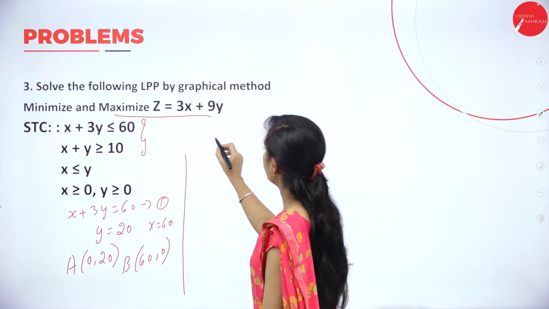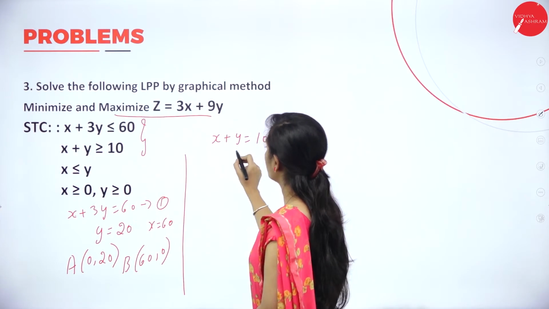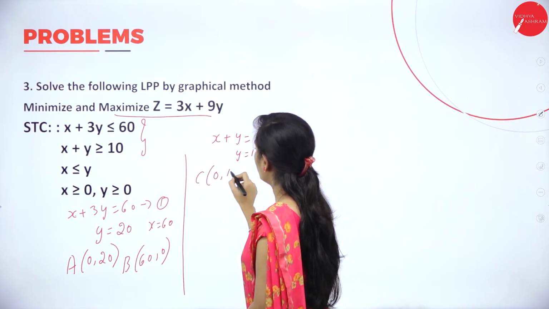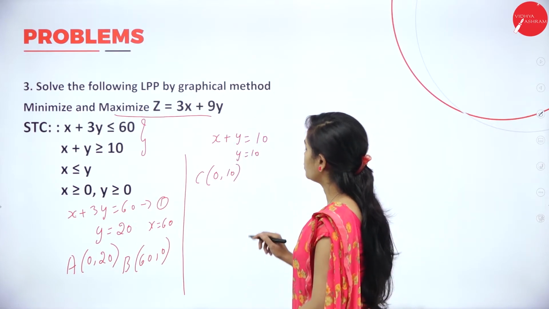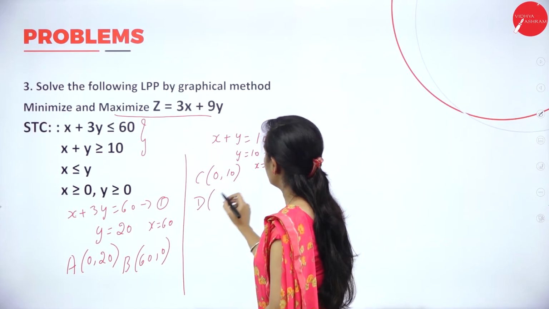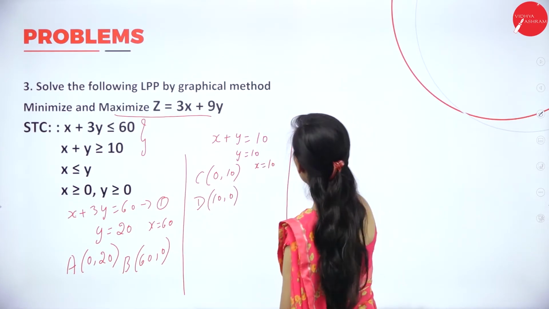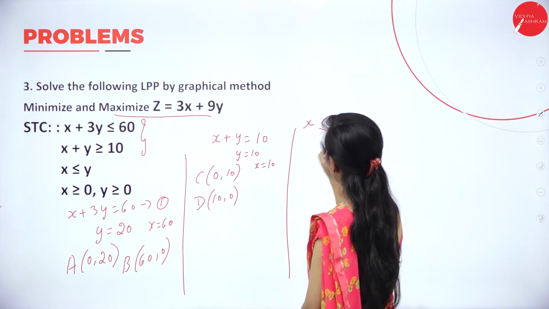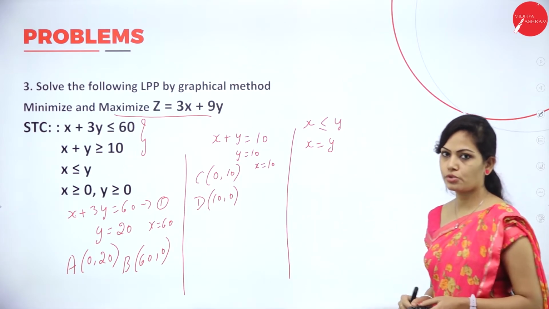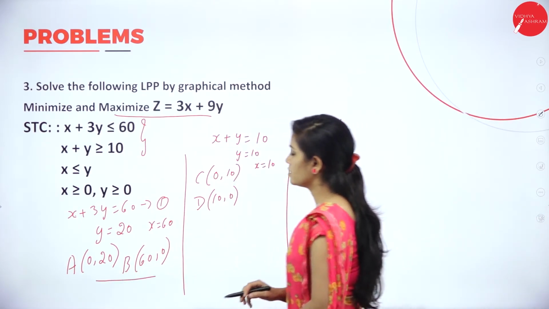And the second constraint, x plus y is equal to 10. Put x is equal to 0, y is equal to 10. So the point is 0, 10. And put y is equal to 0, x is equal to 10. The point D is 10, 0. And also we have x less than or equal to y. So the equation is x is equal to y. Put x is equal to 0, y is also equal to 0. So now we'll connect these points.